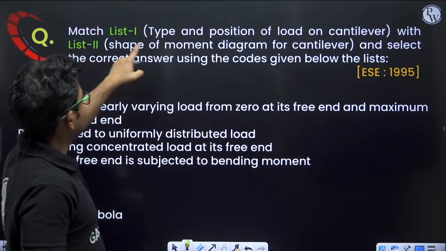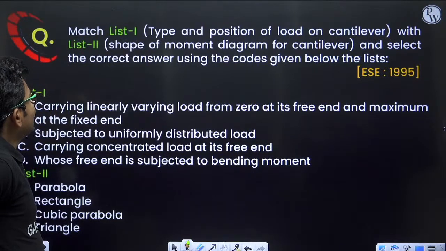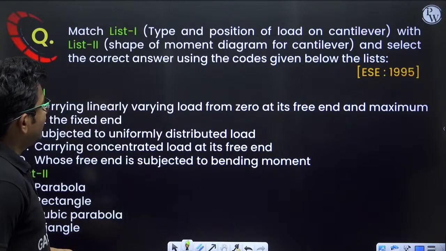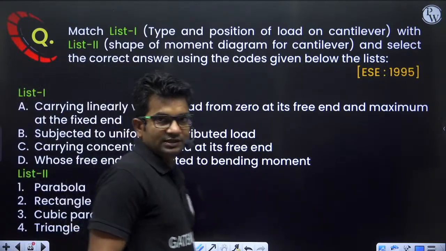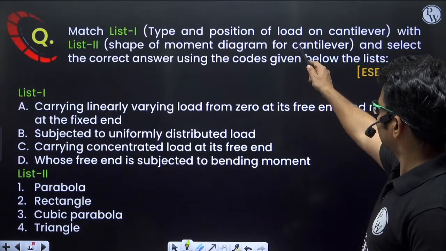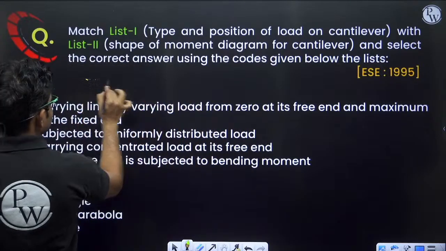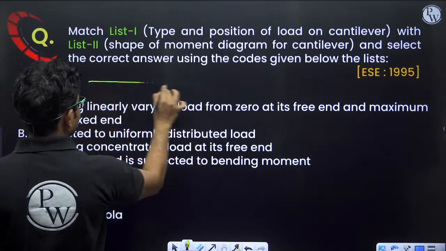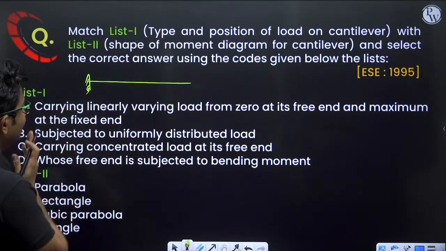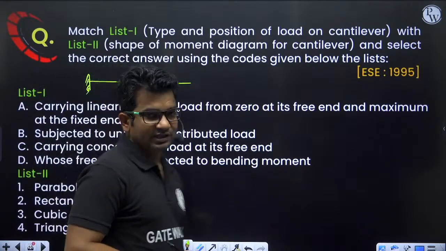Match list 1, type and position of load on cantilever, with list 2, shape of moment diagram for cantilever, and select the correct answer using the codes given below the lists. Okay. Type and position of load on cantilever. So we are having a cantilever beam. Type and position of load on the cantilever is given in list 1, and shape of bending moment diagram is given in list 2.